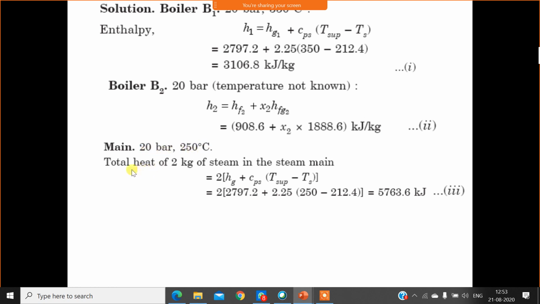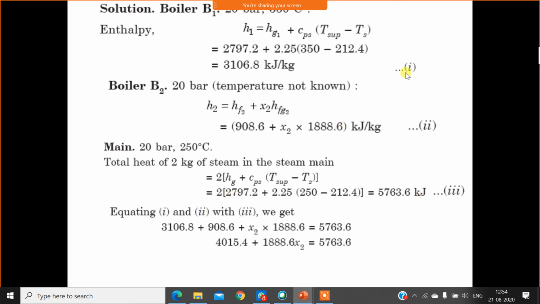At 20 bar and 250 degrees Celsius, the total heat of 2 kg of steam in the main is 2 times (Hg plus Cp times (T sup minus T sat)). We are multiplying by 2 because 2 kg is given; this formula corresponds to per kg. Then Hg at 20 bar is the same value, 2797.2, plus Cp is 2.25, which is given. The superheated temperature is 250 degrees Celsius and the saturation temperature at 20 bar is 212.4. This equals 5763.6 kilojoule.